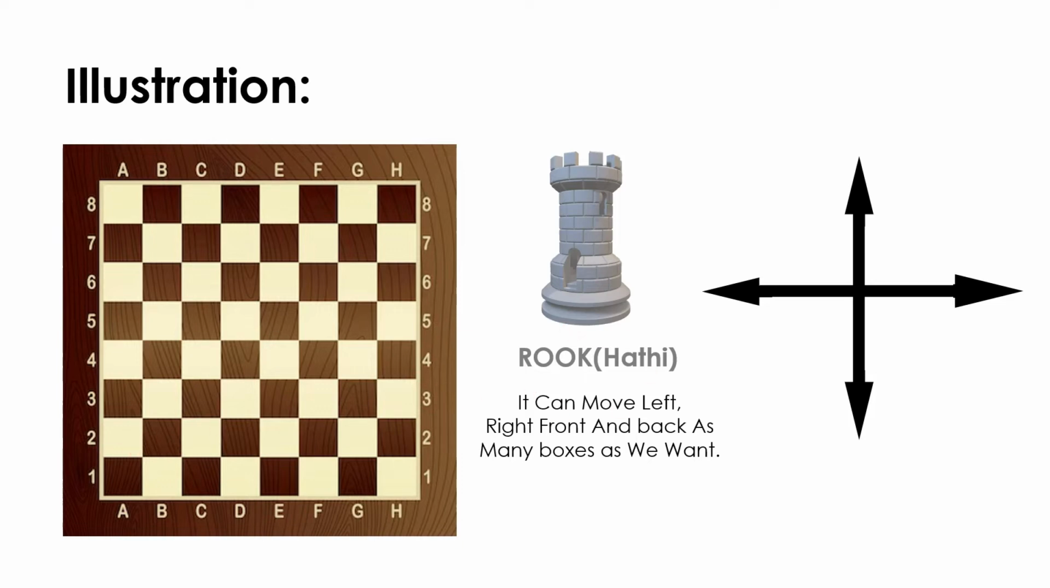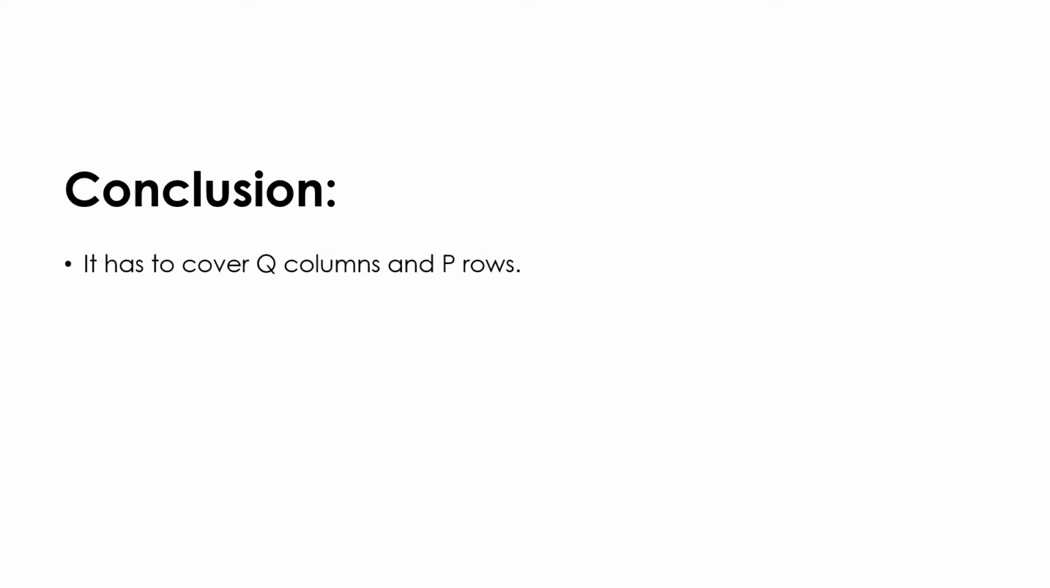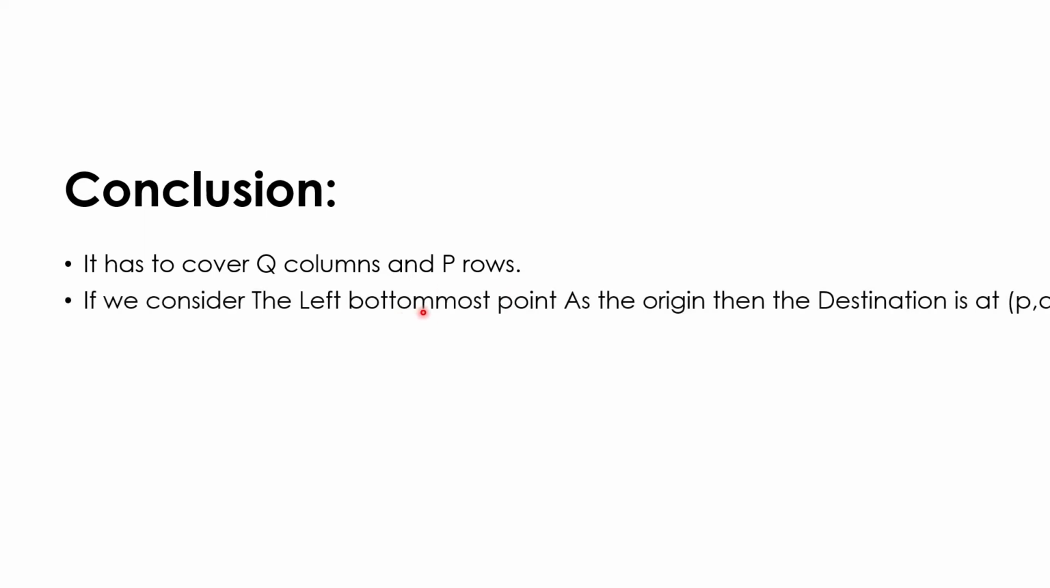So the main point is that the rook has to cover q columns and p rows. If we consider the left bottommost point as the origin, then the destination is at p comma q. So if we want to solve this question, we have to take the board as an xy plane, consider the left bottommost corner as the origin, and then number the boxes by p comma q, or i comma j.